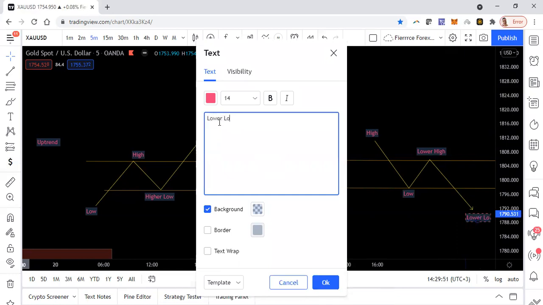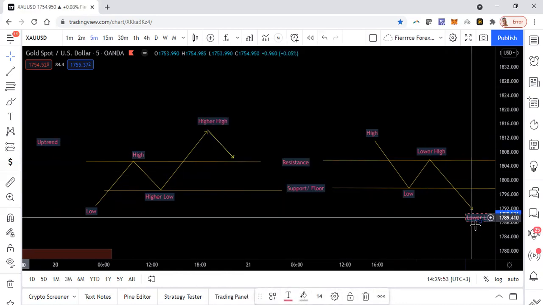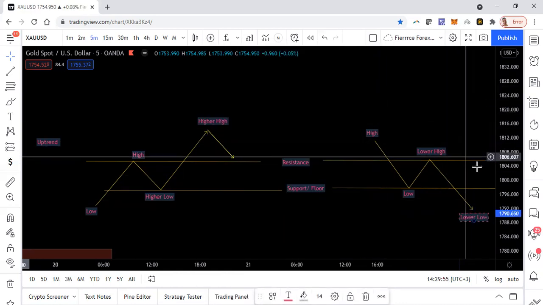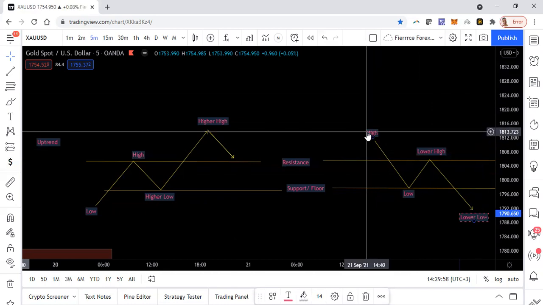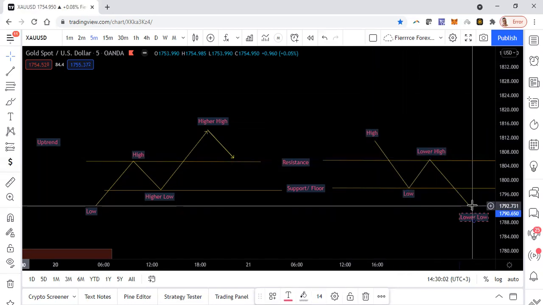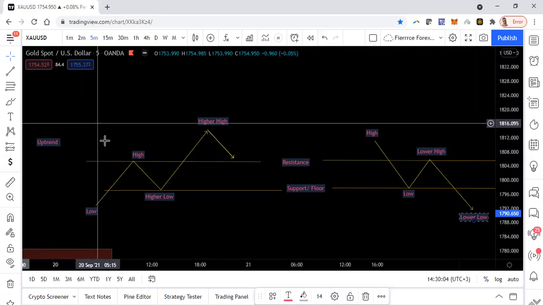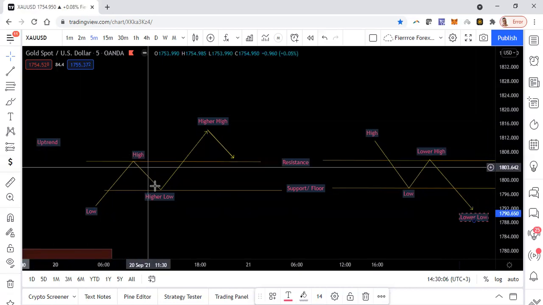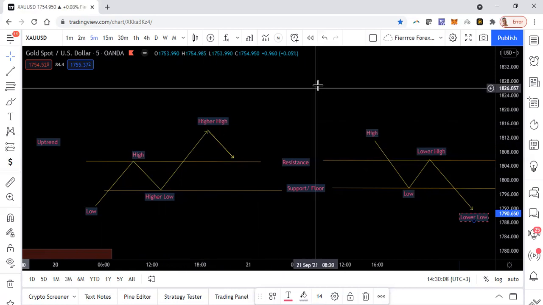A lower low. So that's basically how price moves on a downtrend. It moves from the high to the low, to the lower high, to the lower low, and it keeps on going on and on like that. And then in an uptrend, it moves from a low to a high, to a higher low, to a higher high, and so on and so forth.